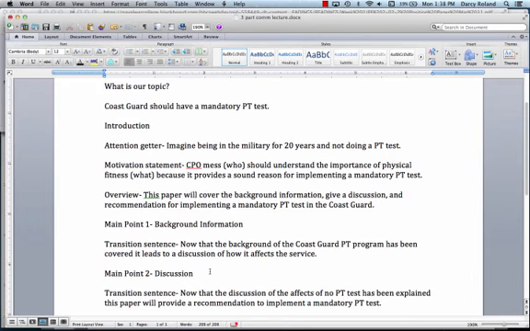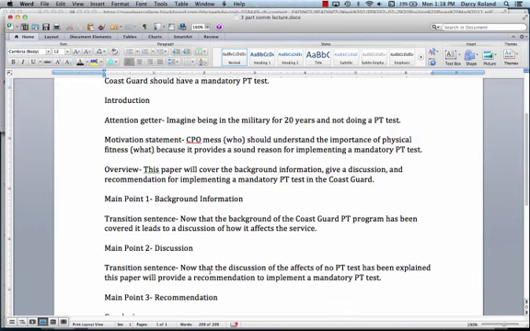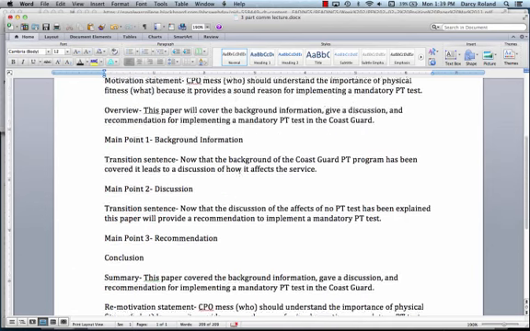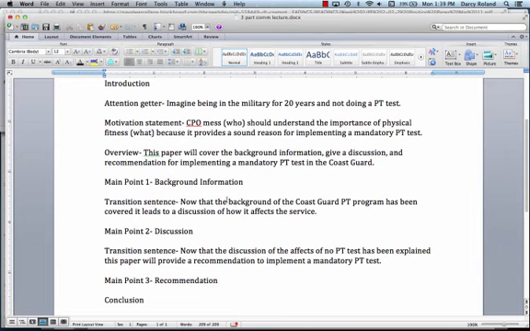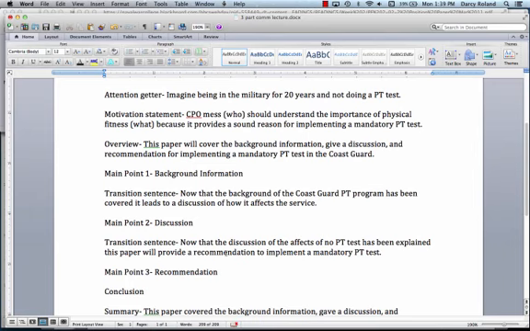But remember, it's really important. Your main points must be listed in your overview. They must be listed in your summary. And you have to have the main point that you're closing, which is background here, and opening. Discussion here. And for this one, it's discussion and recommendation. We give you the main points in most of your assignments, so you need to use those. If you don't use those, we have a problem.